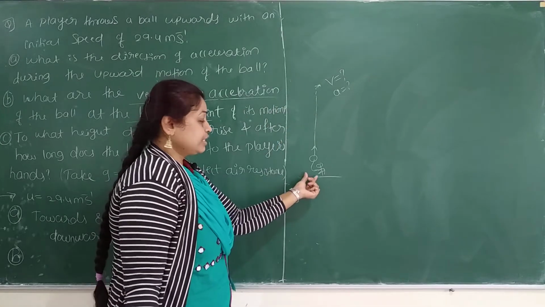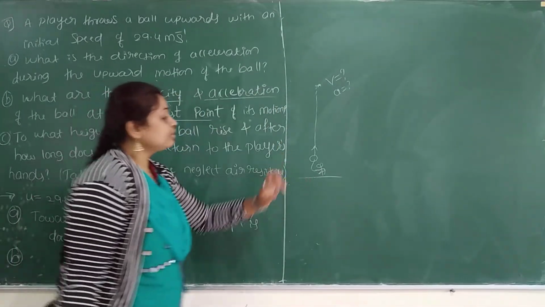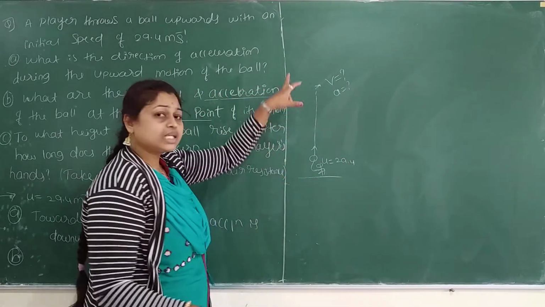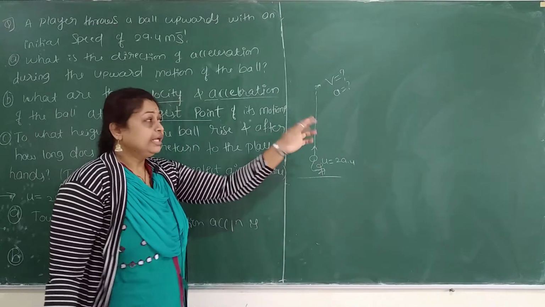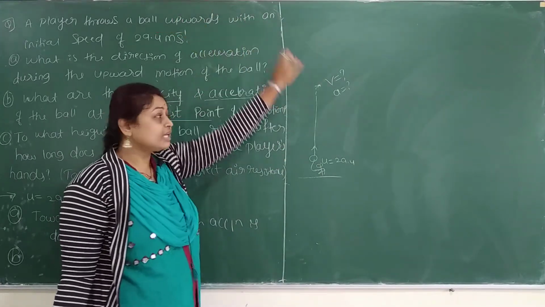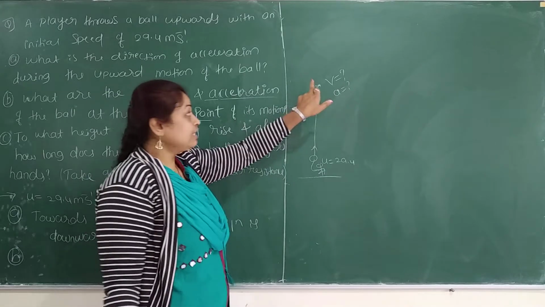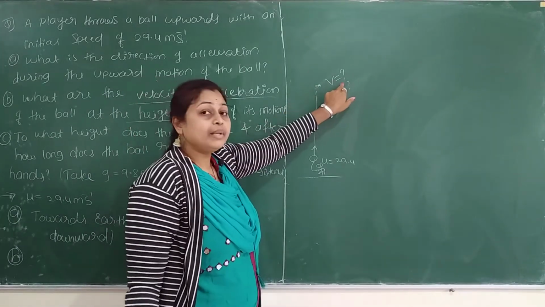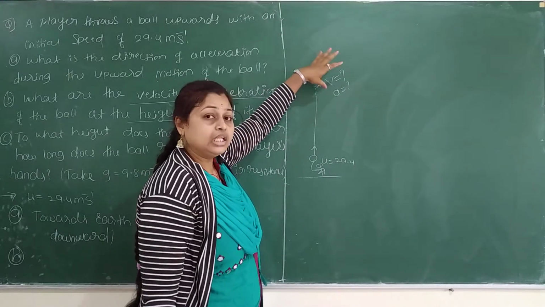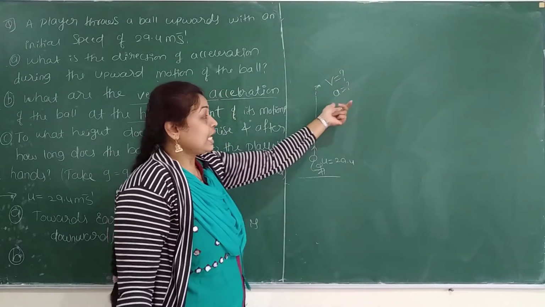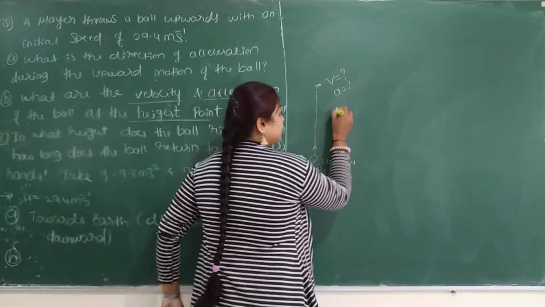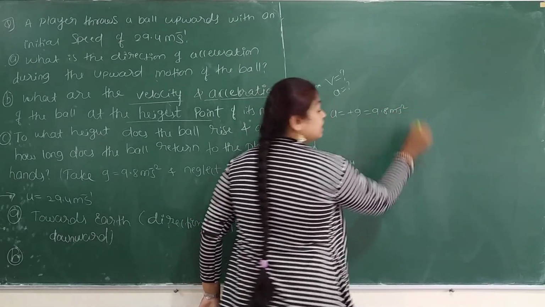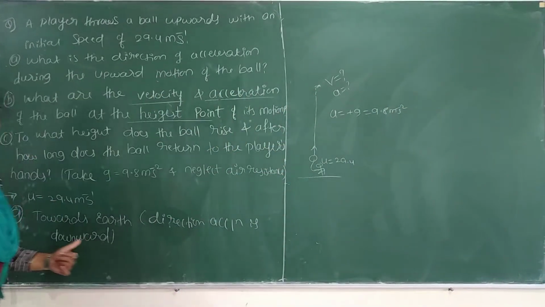So you are projecting this ball vertically upward with the initial velocity of 29.4 meter per second. Once you throw this ball, it will reach a certain height, right? That height can be considered the highest point. At this point, the ball will be momentarily at rest. That velocity will be 0. Again, after that, it will come downward with the acceleration always downward, equal to plus g, that is 9.8 meter per second square. This is the answer. Second one.